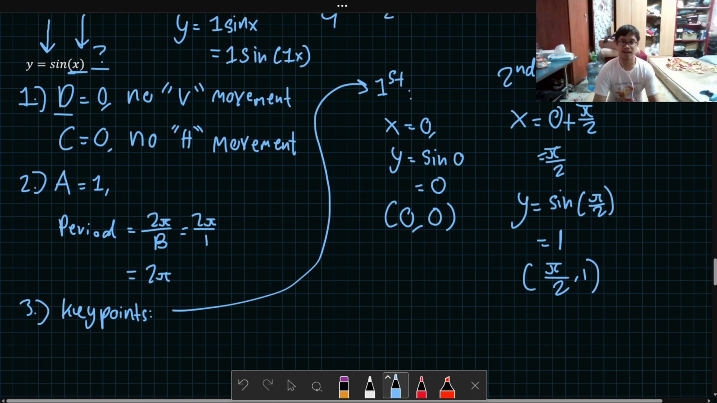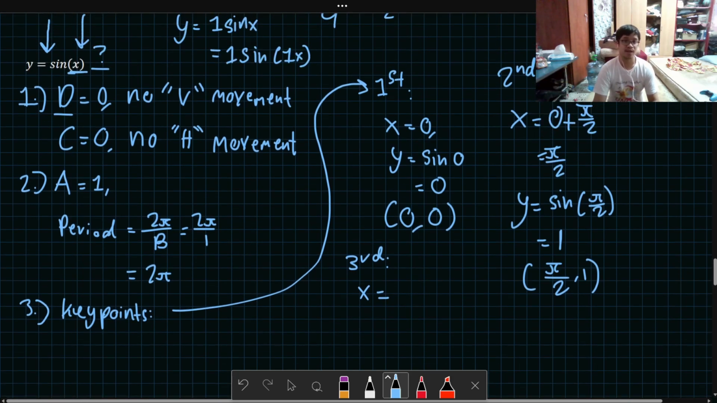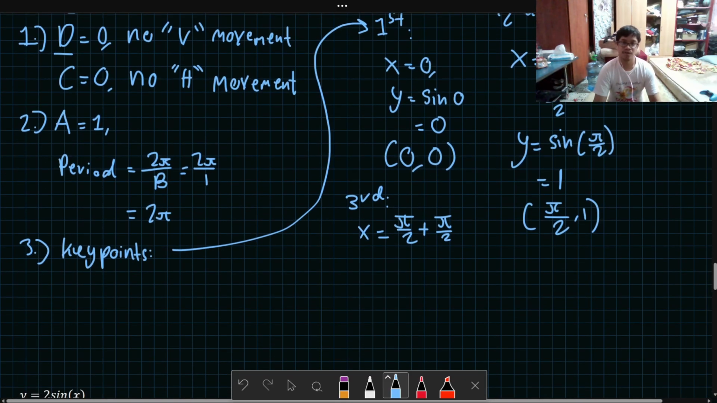Now let's find the others, like the third key point. Let's write the third key point here. First, let's find the x. The same way you found the x coordinate of your second key point, all you need to do is add the recent x by pi over 2. Recently, we had an x of pi over 2, so you add it with pi over 2. Adding pi over 2 by itself, you will get an answer of pi.